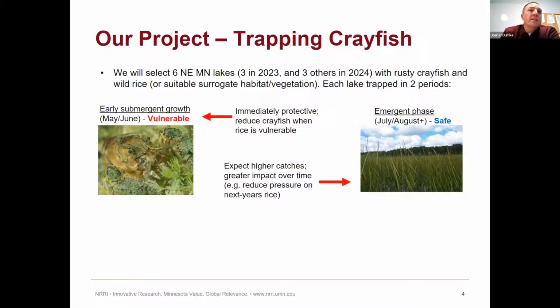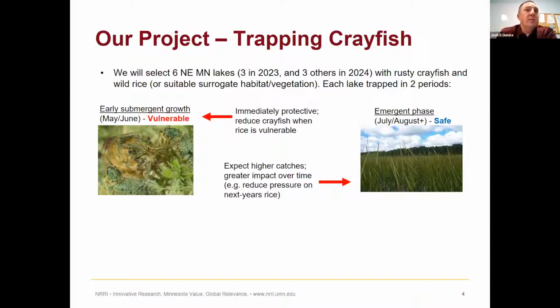So we're going to select 6 Northeast Minnesota lakes. 3 will be sampled in 2023 and 3 will be in 2024, where we have rusty crayfish and wild rice. If we can't find 6 perfect lakes, we'll use suitable surrogate habitat or vegetation.